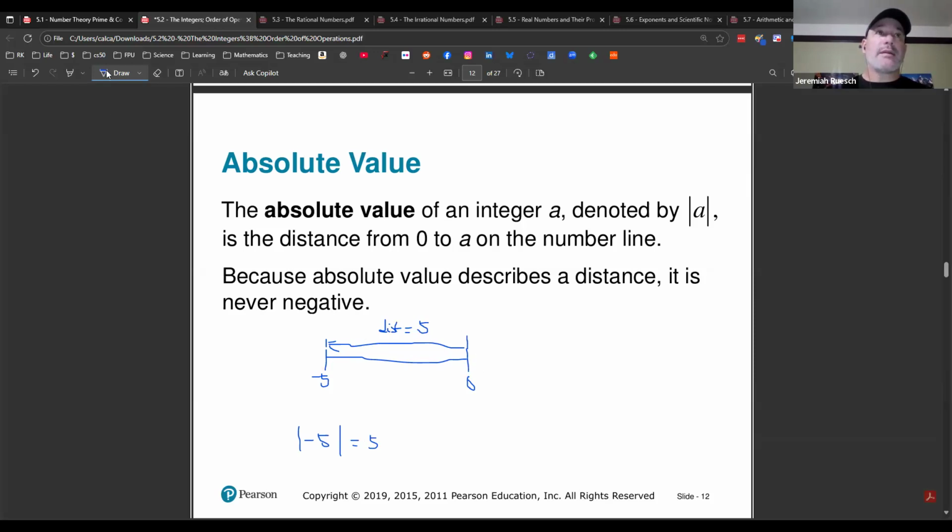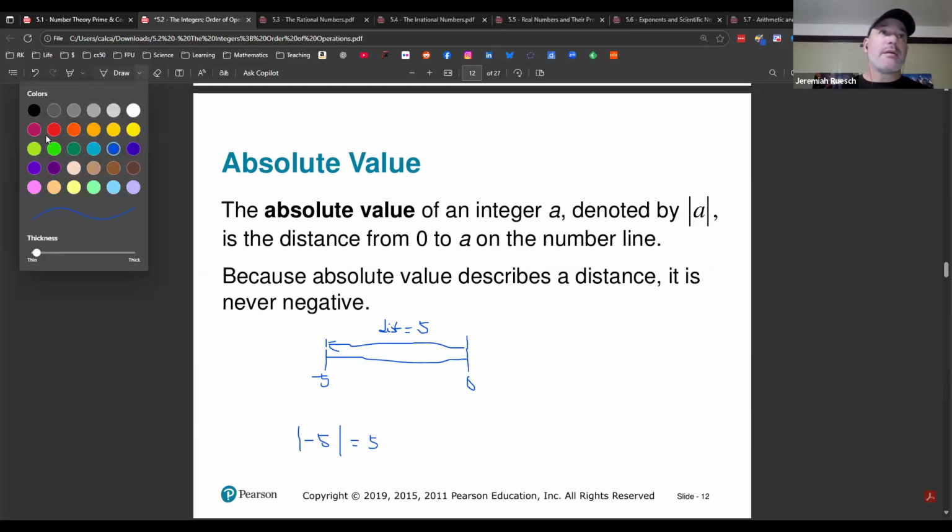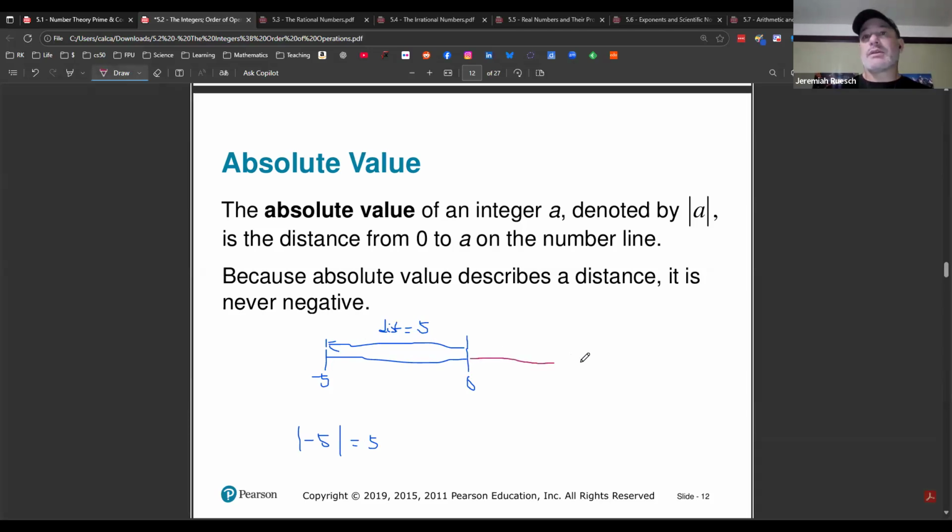And if we look at this direction going in the positive, here's +5. The absolute value here of +5 is still referring to that distance. And that distance, again, is going to be the same value. It just so happens that the value of 5 here is positive.